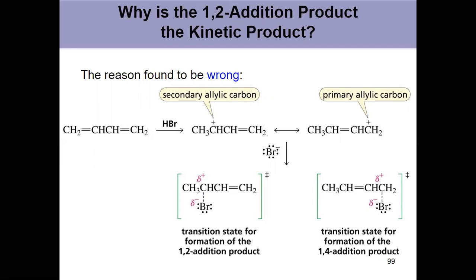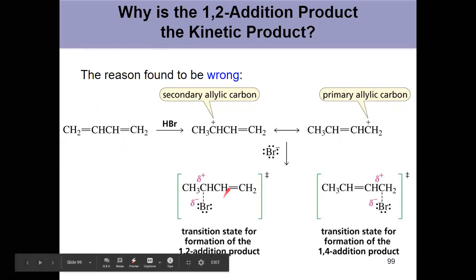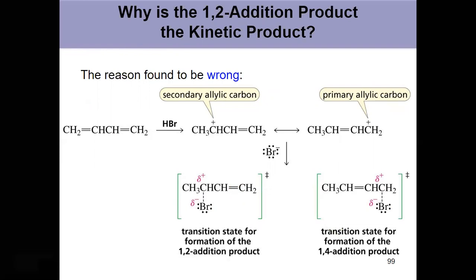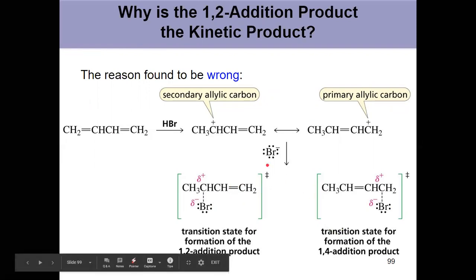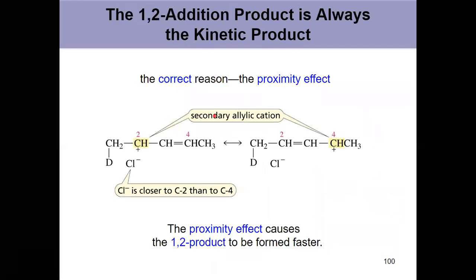Because if we look at the transition state for the 1,2 addition and the transition state for the 1,4 addition, then if that were the case, we'd form equal amounts of 1,2 and 1,4. And it's not the fact that the kinetic transition state more closely represents the 1,2 contributor. It's actually much easier than that. It's just called the proximity effect, which is super simple.